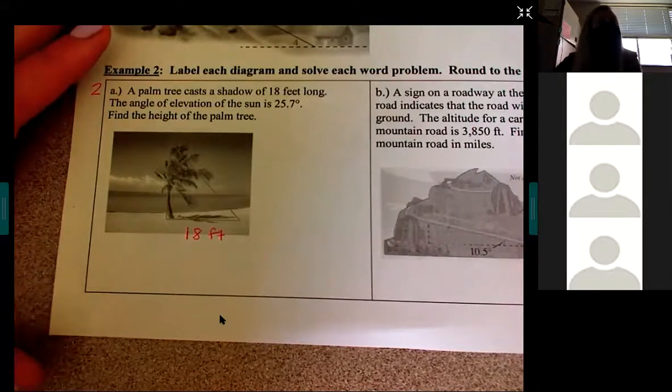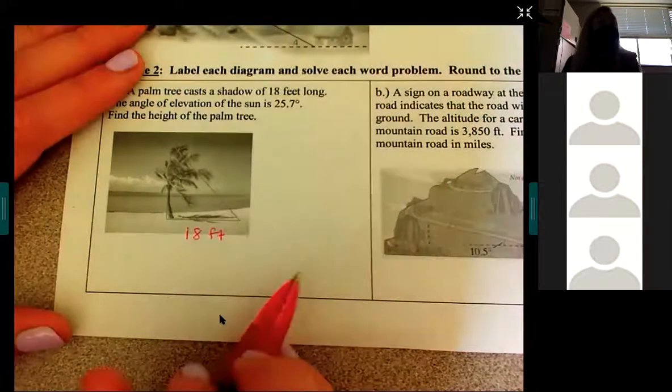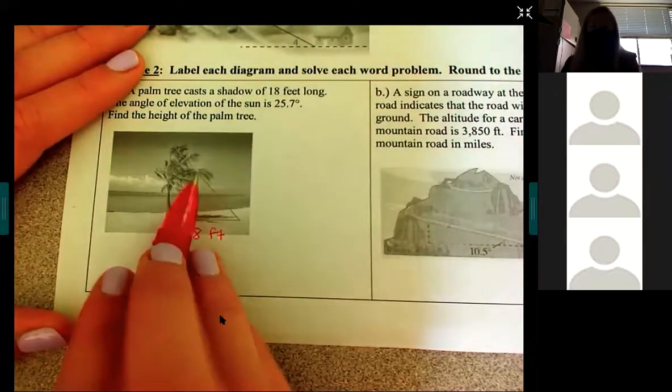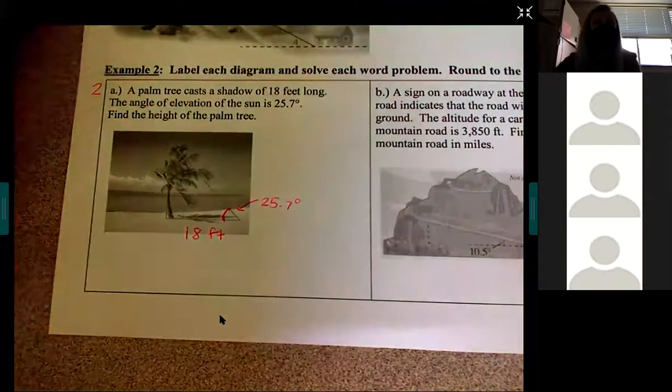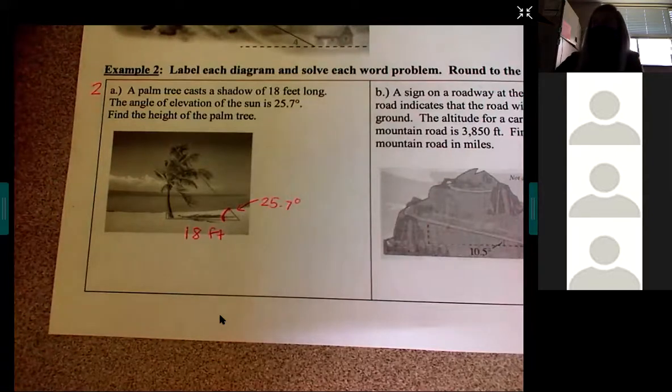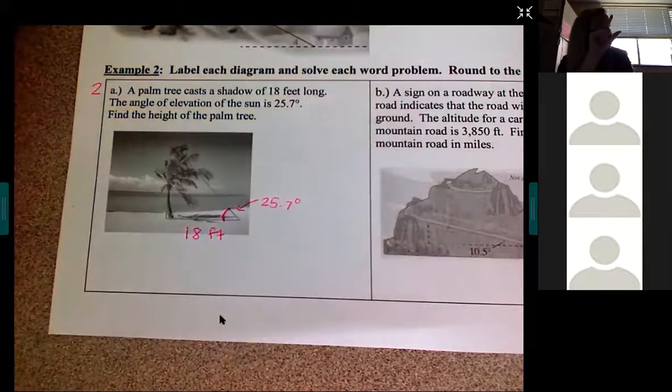Then it says the angle of elevation is what? 25.7. Where do we put that angle? On the bottom right, because it's looking up. Very good. So this angle right here is going to be 25.7 degrees. The people at home, you do need to draw this triangle. Put the 18 feet across the bottom, and the 25.7 degrees is the bottom right angle that goes up.